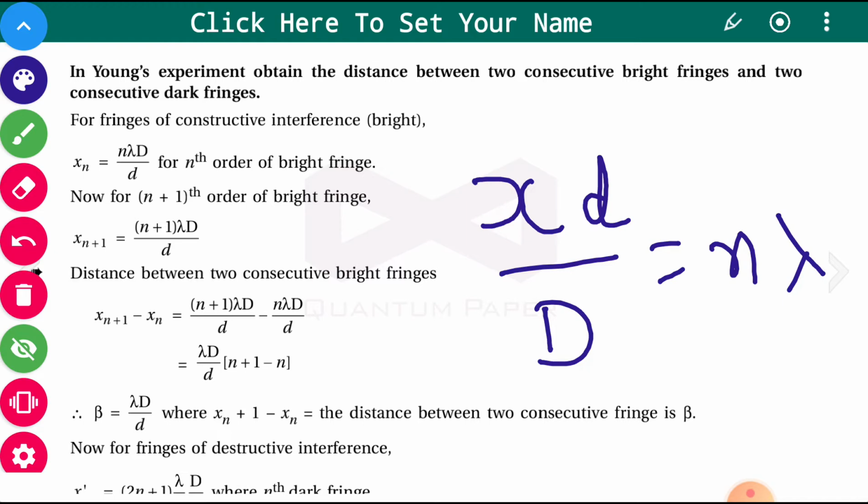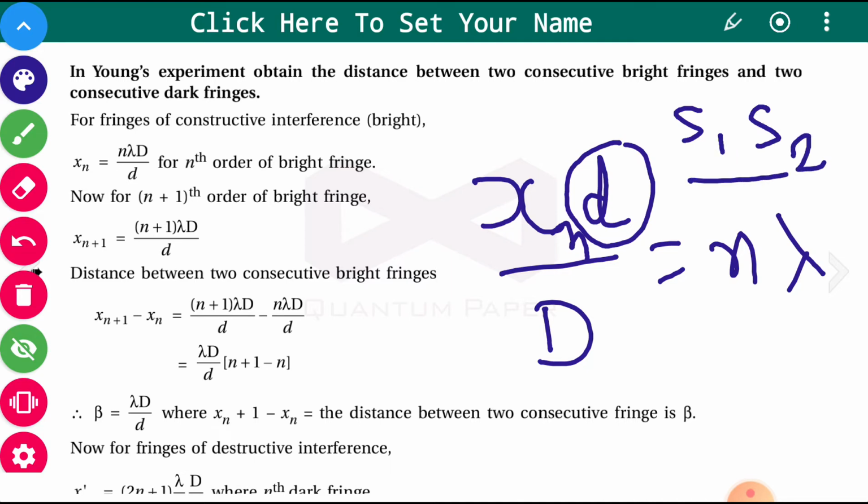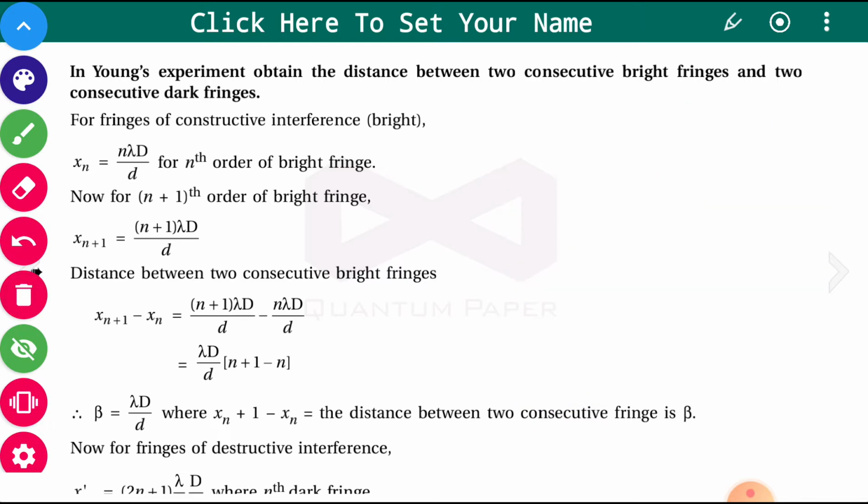Now for the nth fringe you write, say, xn. Then xn d upon capital D is n lambda, where small d is the distance between s1 and s2, and capital D is the distance of the screen. Here lambda is the wavelength of light utilized. This formula we have already discussed and derived.